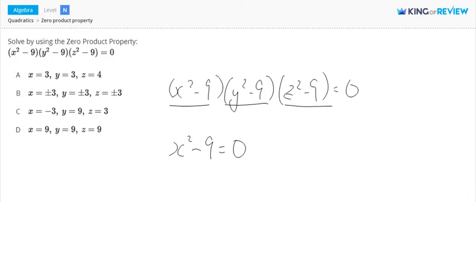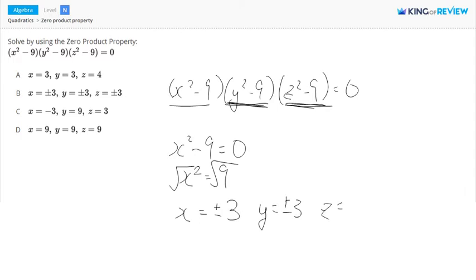Well, we can just add the 9 to both sides. So it's going to say x squared is equal to 9. And then we can take the square root of both sides. And so when we take the square root, don't forget your plus minus sign. So it's going to be plus or minus 3. Which means that this is going to be plus or minus 3. And that is going to be plus or minus 3. So you already know that y is going to equal plus or minus 3, and z is going to equal plus or minus 3.